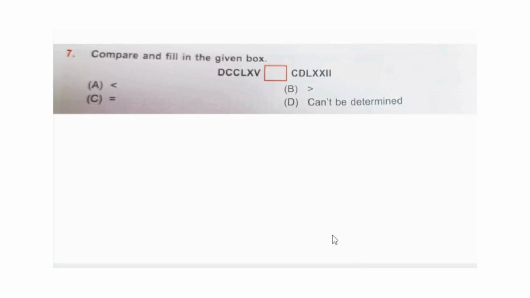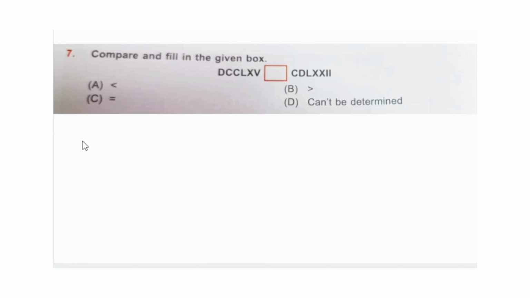Let's look at question number 7 of number sense. Here the question is to compare and fill in the given box. Here we have a number in the Roman number system, D C C L X V, which is either equal to, greater than, less than, or can't be determined, compared to the number C D L X X I. So let's find the number format from the Roman numerals.